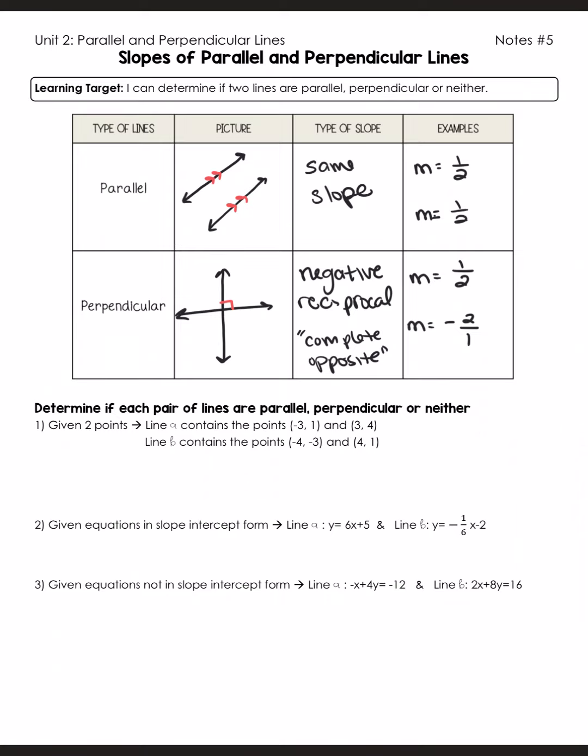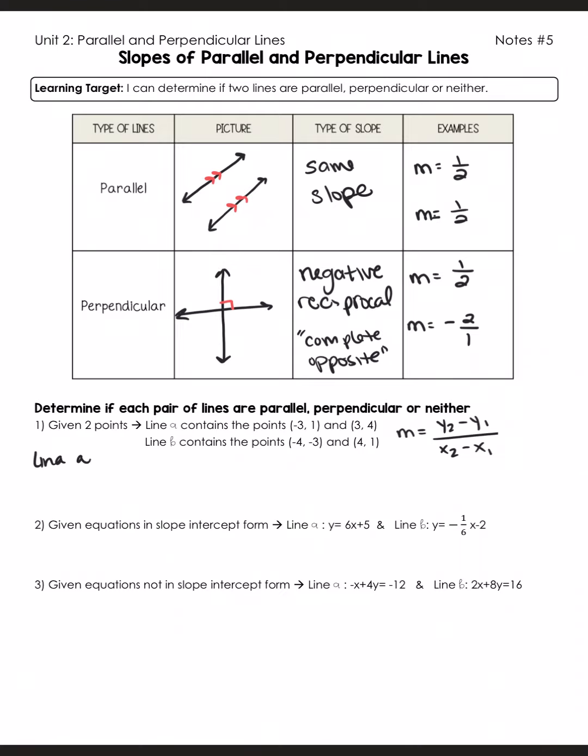In the practice problems that we're going to look at together, we are determining if these lines are parallel, perpendicular, or neither, based on different information that we're given about them. In the first one, we're given 2 points. To find the slope from 2 points, we use our slope formula, which is y2 minus y1 over x2 minus x1. I have 2 different lines here, line A and line B, and I need to find the slope of each line.